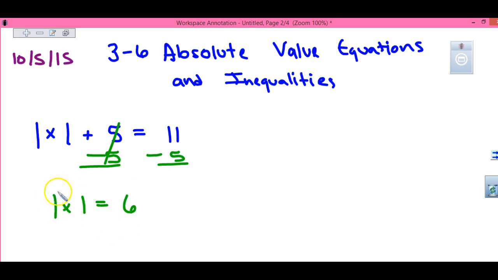Now we know that anything inside the absolute value is always equal to a positive. It means that x could equal 6 or x could equal negative 6.